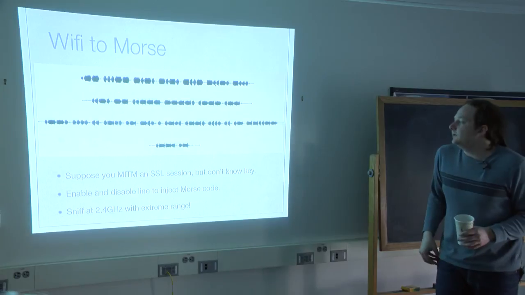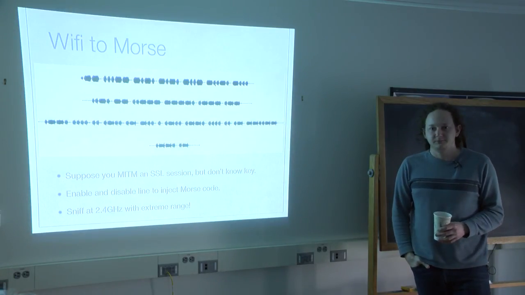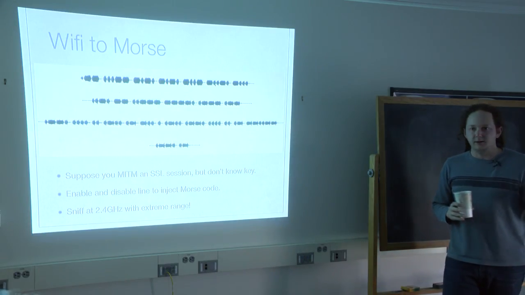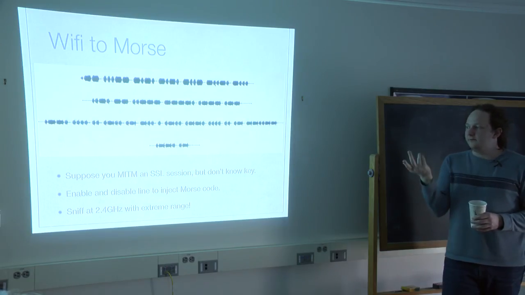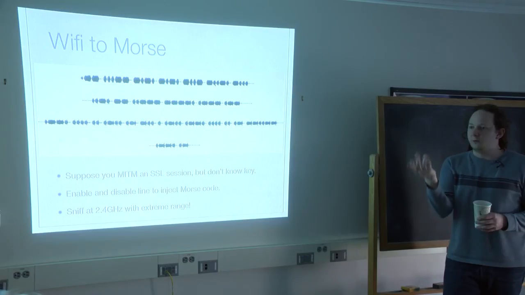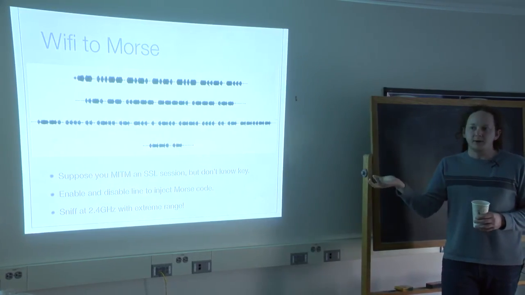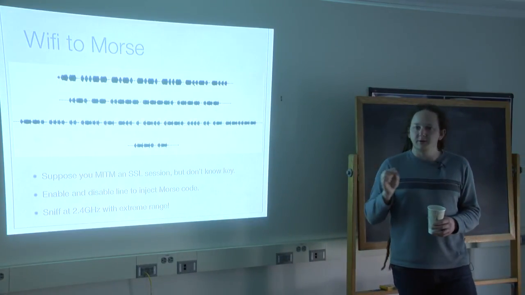Now, suppose that you man in the middle an SSL session, but you don't know the key. This might happen if I am in an encrypted chat with you, or if I've managed to catch one of the nodes in a Tor connection, but not the others. Or maybe I control a hidden service that you're accessing. And let's assume that you're connected over Wi-Fi.